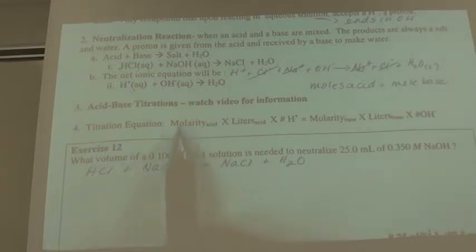All right, we can jump right into this equation. The molarity of the acid is 0.1 molar. We would like to know how much of it is necessary to neutralize the base. HCl furnishes 1 proton.